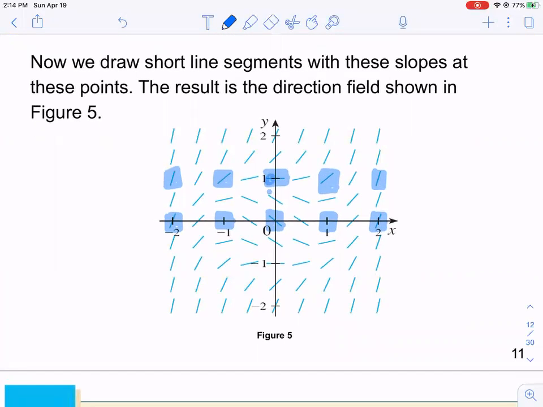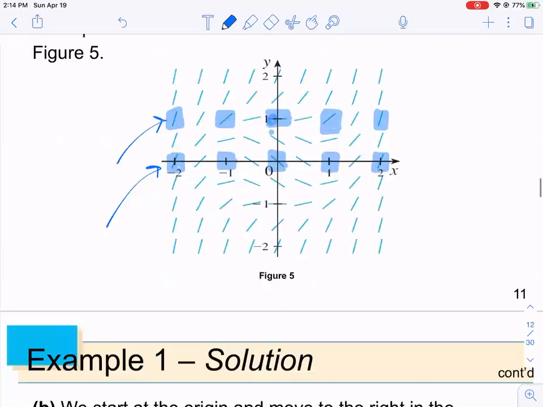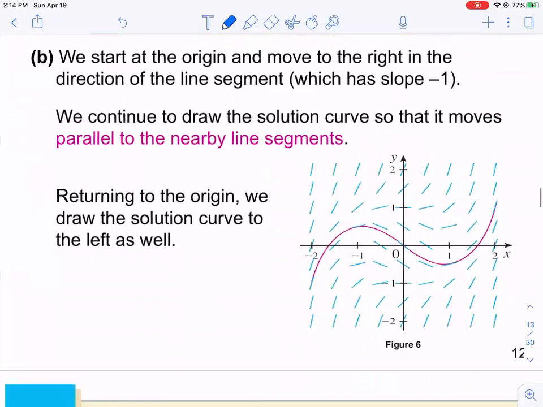So basically what you need to be able to do is know what these little tick marks mean, how to read this graph, that at each instantaneous point, that's the slope at that point. Okay, and then if we continue to draw the solution curve so it moves parallel to nearby segments, we've got this curve here.